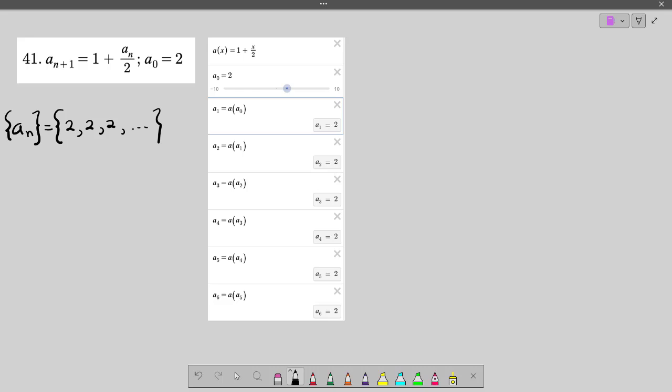Now, that's not very analytic, though. We just sort of created the terms, and we know that the limit of a constant sequence is itself. Let's do this in a slightly different way, though. Let's do it in a more analytic way.